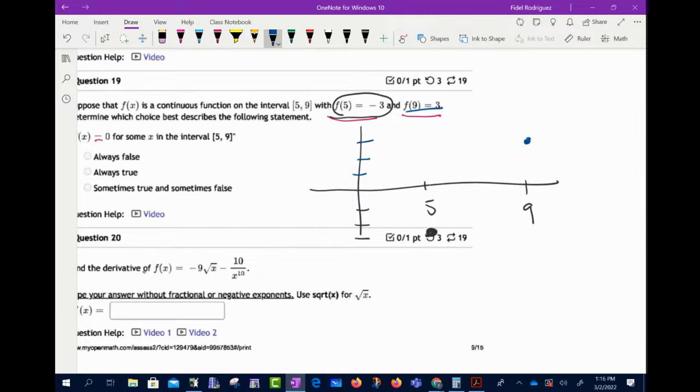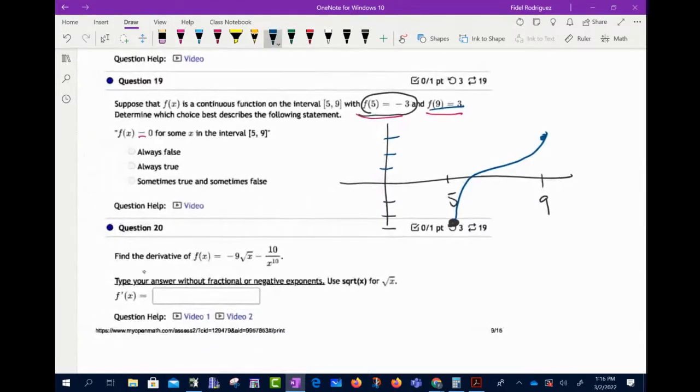And we said the function is continuous. Remember what that means. It's continuous over this interval. So doesn't that mean that my graph is going to connect those two points? Whether it's connected with a straight line or some sort of curve, it's connected, okay? In order for it to be connected, would f of x equals zero always be false, always be true, or sometimes? What do you think? Look at my picture. Yes, it's always going to be true, right?